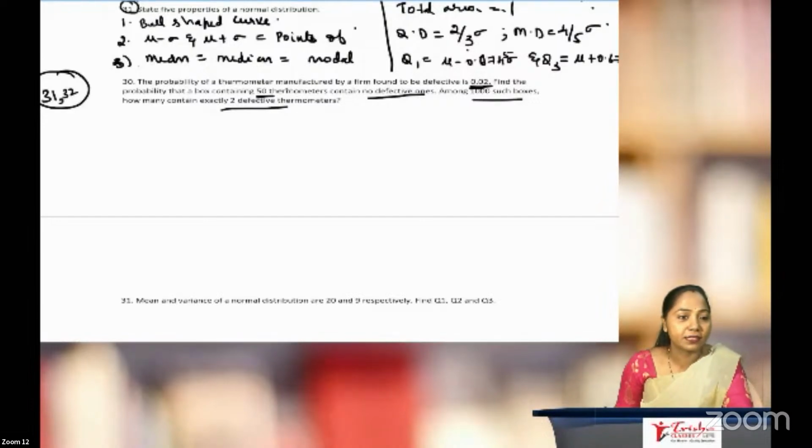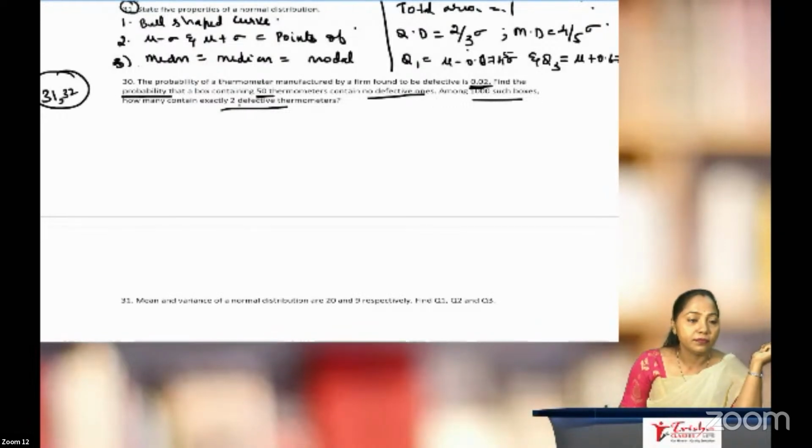What distribution is this? Why Z test? Yes, Shivu, why Z test? Are they asking us to test something? Is there a question mark? Yes, how many contain? But are they asking us to test something? They're asking us to find something. See, how many contain exactly 2 defective thermometers? And moreover, in the first question they are asking to find the probability. It is not Z test. It is to find the probability. Distribution is binomial.